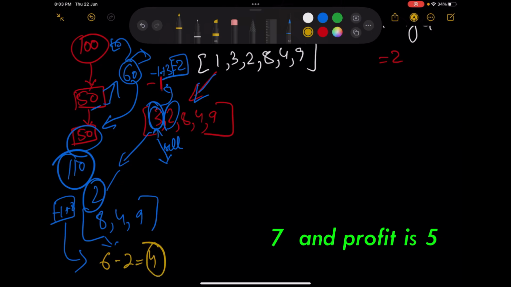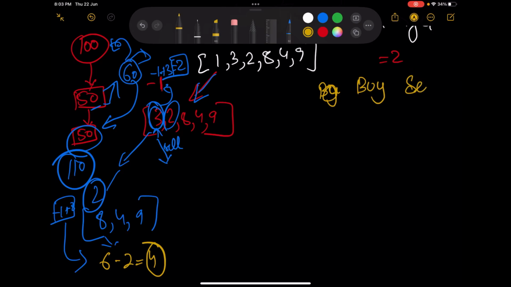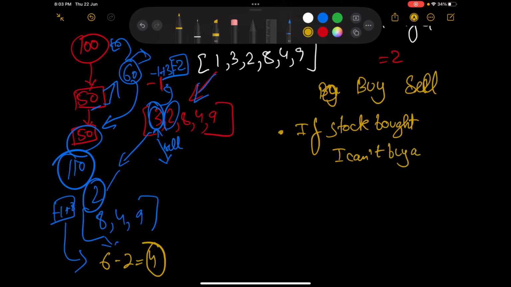So on each index I have some choices, that is either to buy the stock or to sell the stock. Now there are certain conditions. Let me write it. If I bought the stock, I can't buy again. I need to sell first.